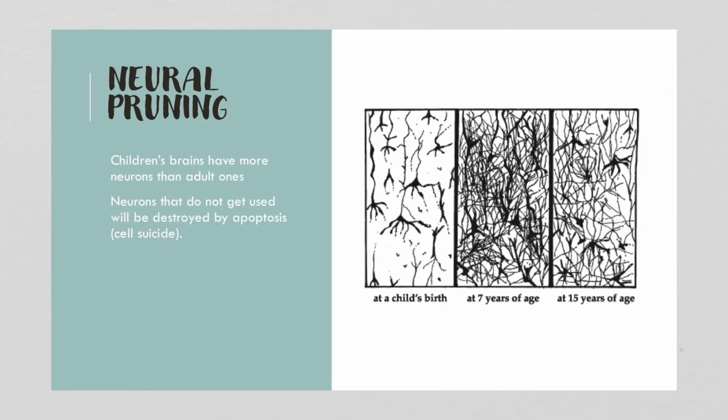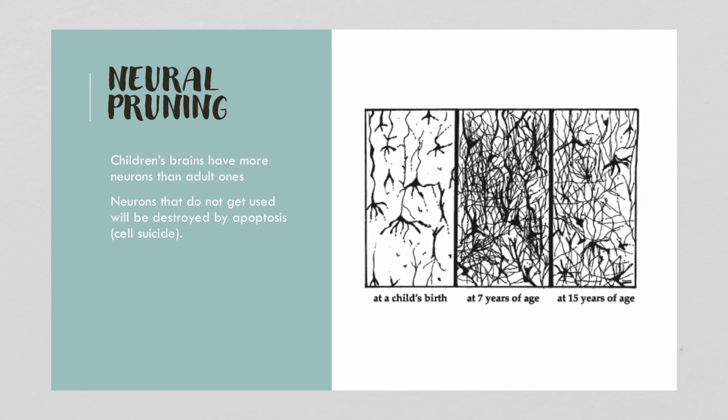The next stage of neural development is neural pruning. So children's brains have a lot more neurons than adult ones. So at a child's birth, not all the neurons have formed. So this would be an example of how many neurons you have at birth. And then by 7 years of age, you actually have a lot of neurons. So the neurons that don't get used then will be destroyed by a process called apoptosis, which is cell suicide.